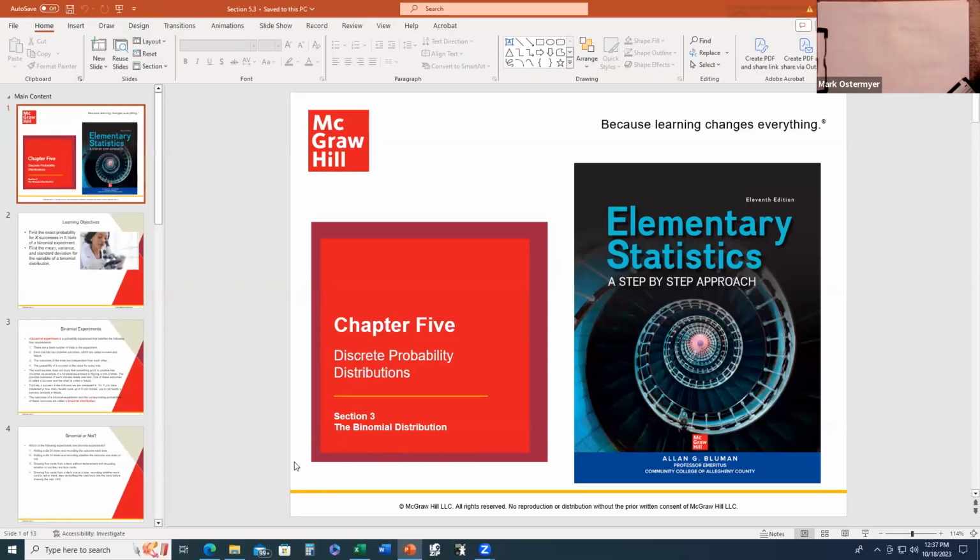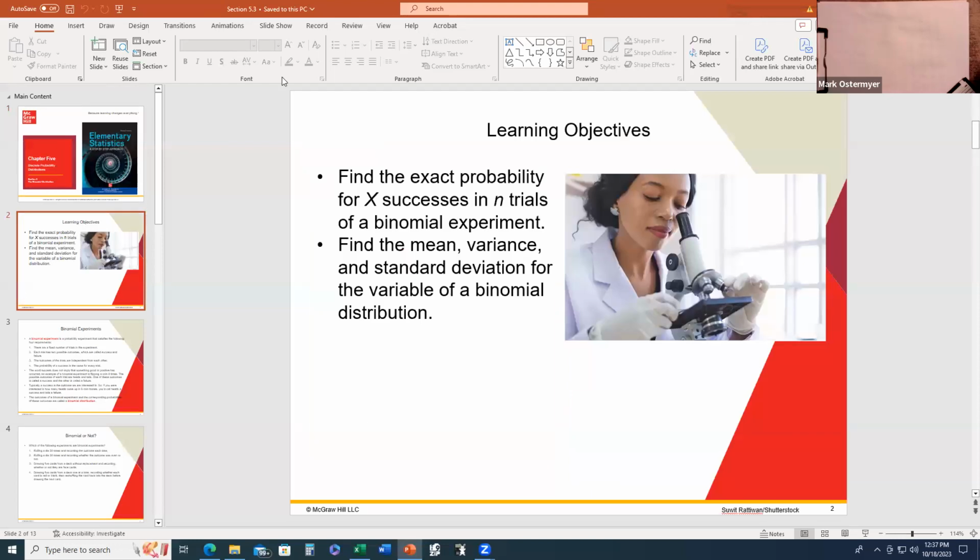All right, so section 5.3 entitled the binomial distribution. When we get done with this section, we will be able to compute exact probabilities for X successes in N trials of a binomial experiment. We're also going to discover what a binomial experiment is versus what is not. We'll be able to compute the mean and the variance and standard deviation for this discrete distribution, the binomial probability distribution.